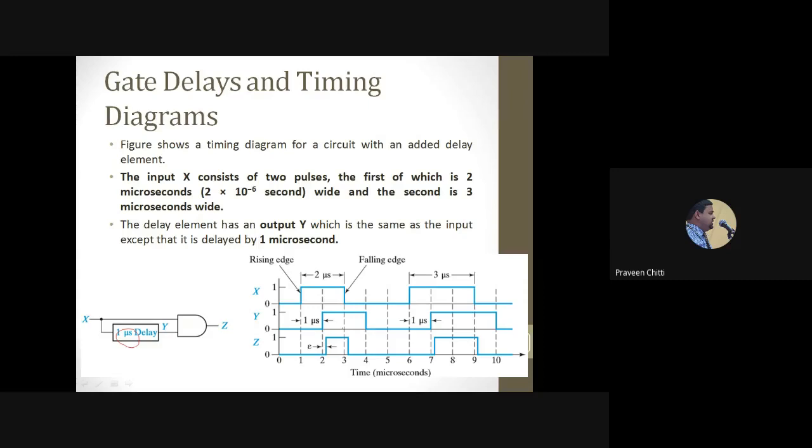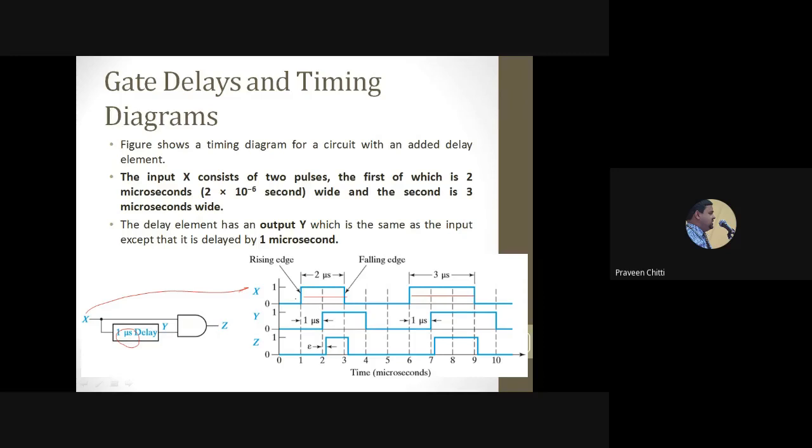I have taken one example here. Assume that X is having 2 pulses, one is of 2 microseconds, another is of 3 microseconds. If X is changing as per this, you have to draw the timing diagram. And when you are drawing the timing diagram, you have to consider the additional delay of 1 microsecond. So we'll see how we get the output now.